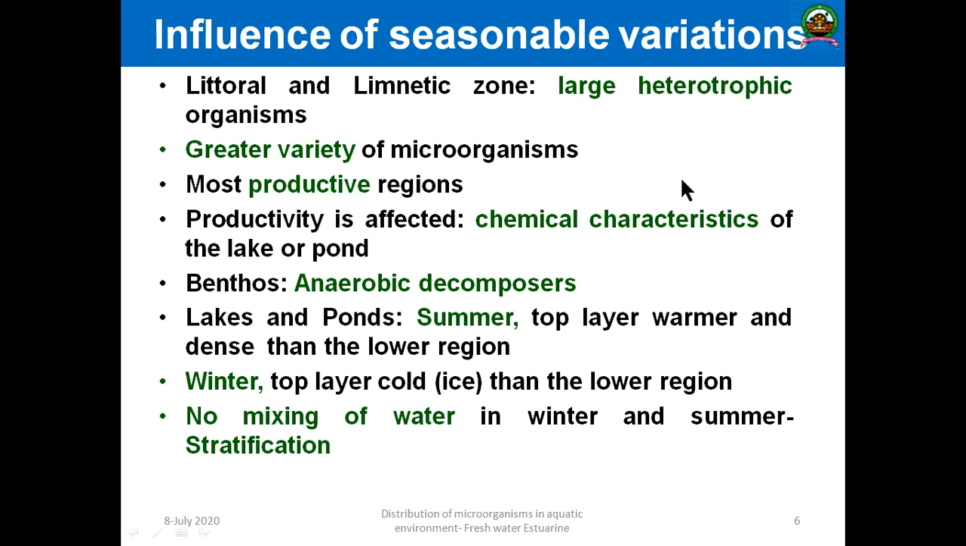Then in the case of the distribution of microorganisms in aquatic ecosystems, mainly the freshwater ecosystem, the littoral and limnetic zones have the maximum heterotrophic bacteria and other organisms. These heterotrophic organisms are able to utilize organic compounds as their source of carbon, and this constitutes a greater variety of microorganisms. The littoral and limnetic zones are known as the most productive regions based on seasonal influence, and this productivity is mainly affected by the chemical characteristics of the lake or pond.